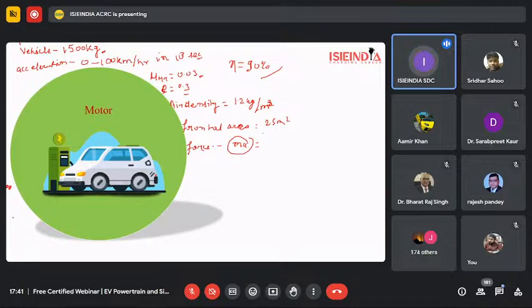Is anyone doing it? So let me. Mass is 1500 and my final velocity is 100. Initially it's 0 and here I am dividing it by 10. The 100 is in kilometer per hour. To convert 100 kilometer per hour into meter per second, I will simply multiply it by 1000 and divide it by 3600. Can anyone tell me the value of this one?